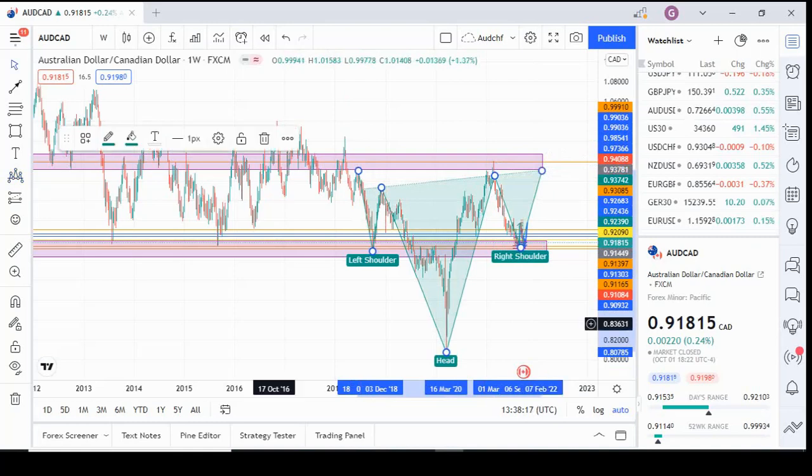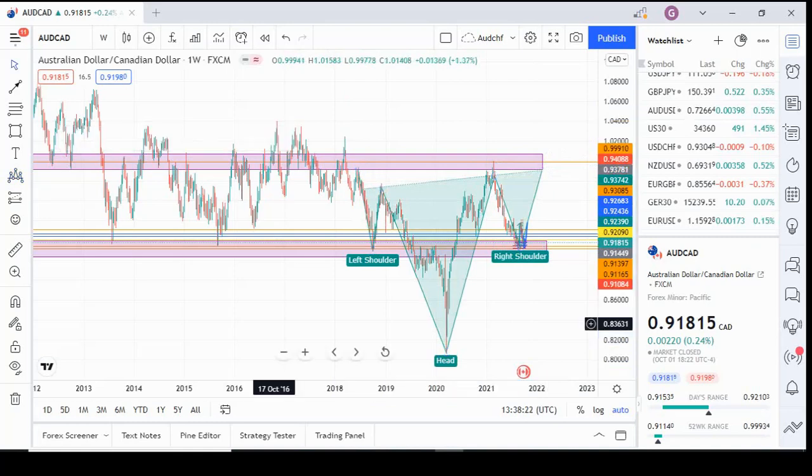Now we are building confluence, guys. We need confluence before jumping into our trades. Building confluence is more like building confidence. It's more like proving that your setup is correct. You need to build confluence each and every time.